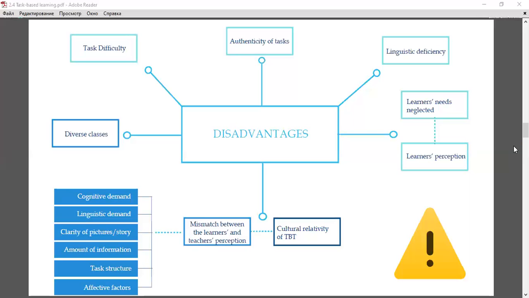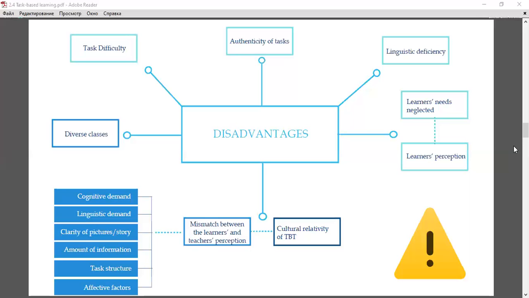Next, disadvantages: cultural relativity of task-based teaching. This critique is socio-political in nature. It refers to the cultural and contextual constraints that are problematic in implementing task-based learning.